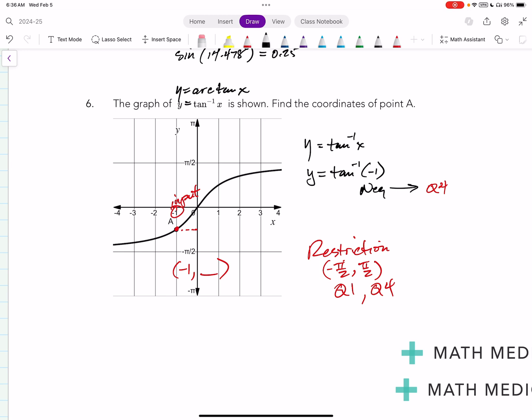What angle gives you that? We know from basics that the tangent of pi fourths gives you 1, but we're looking for an angle in quadrant 4. So this is not equal to pi fourths because that's quadrant 1. It's got to be equal to negative pi fourths because that's in quadrant 4. And that makes sense. If you look at the y-axis here, between 0 and negative pi halves, that's negative pi fourths. That makes sense.